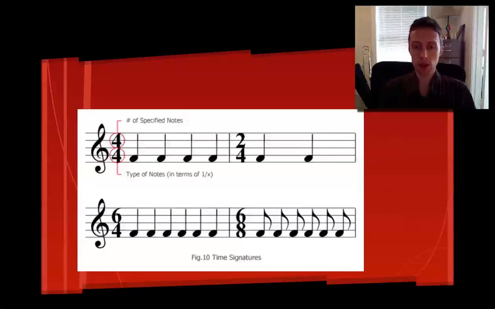And then the last one there, it's a little bit different. We have 6. The top number tells us there are going to be 6 notes, but the bottom number is an 8 instead, and that means it's going to be eighth notes. So some of this will make more sense as we progress through the rest of the lectures. But you should know that a time signature starts at the beginning of a piece of music, and it tells us how many notes are in a measure and what type of note it is.